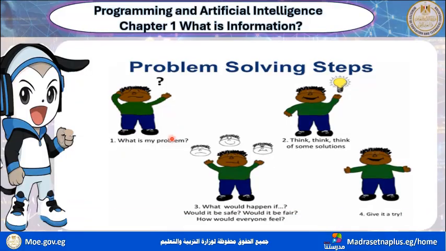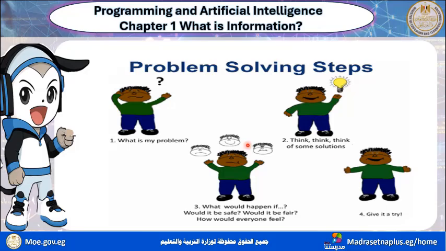Well, do you know how to solve a problem? Well, you need to memorize these steps. First, you need to ask yourself, what's my problem? What is the problem itself? You need to know the problem so you can solve it. And after that, you need to think of solutions, many solutions for the problem itself. You know, think of one solution, another, and another one.